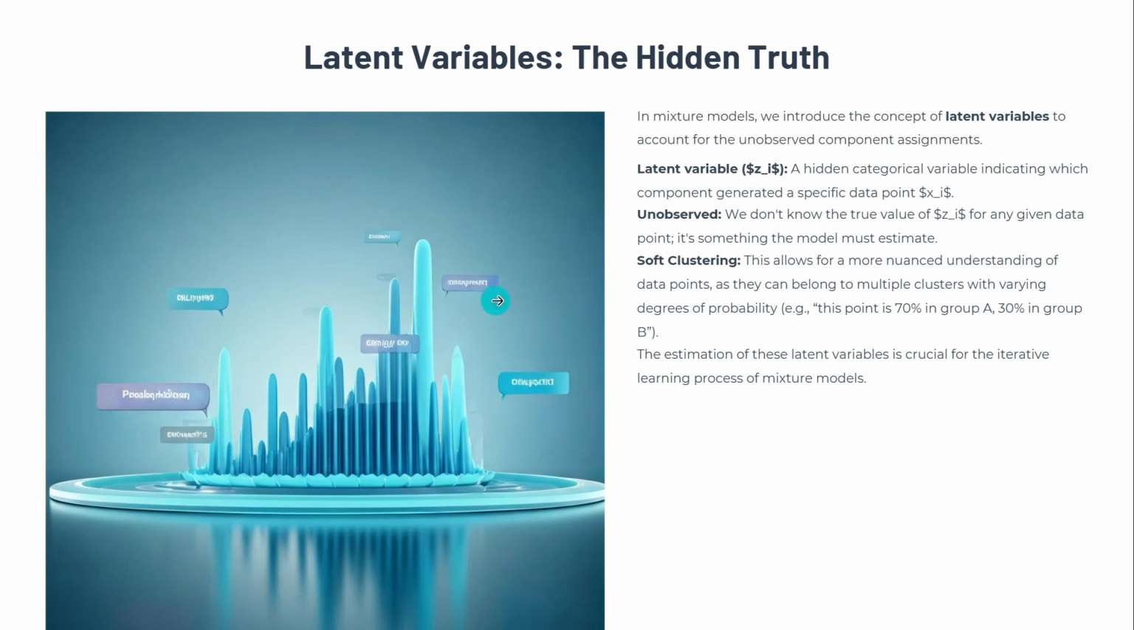Now the latent variables, the hidden truth. There's one more secret ingredient, which we technically call latent variables. These are like invisible labels telling us which group created each data point. We never actually see them, but the model learns them. And it doesn't just say you are in group A, it says you are 80% in A and 20% in B. That's why we call it soft clustering.